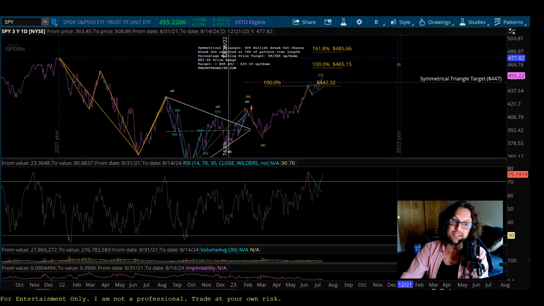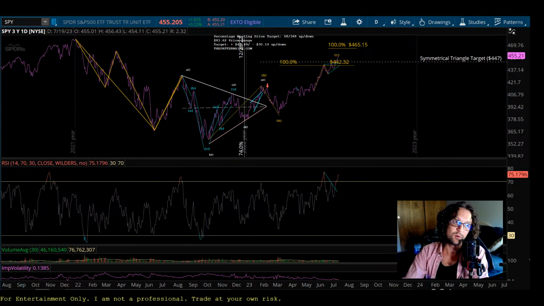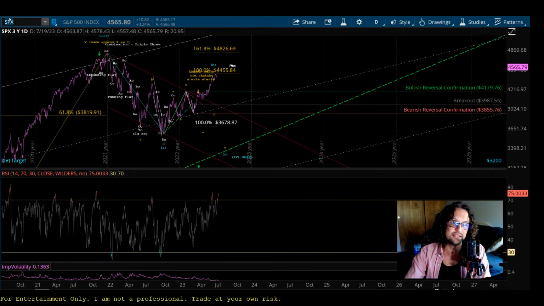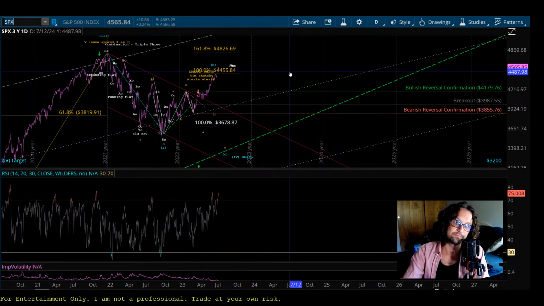I was trying to figure out why we would have sideways grind. And I was like, why don't we have a big crash? We're supposed to have the big crash. What I was really missing for a long time is the concept of alternating corrective waveforms. Let's talk about that for a minute.